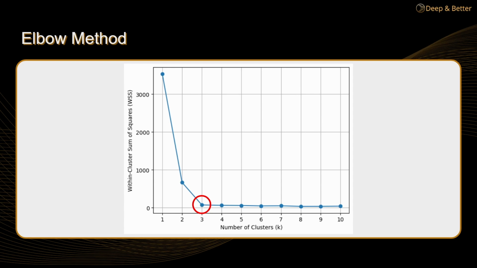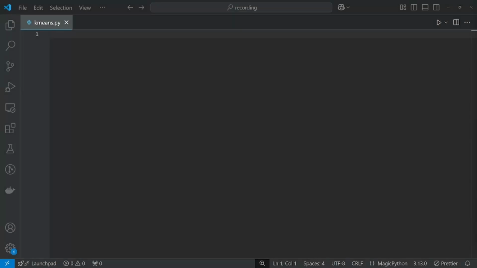Due to the shape of this chart, the method applied is called the elbow method. The optimal value of k is found at the point resembling an elbow. Let's move on to the code editor, Visual Studio Code.